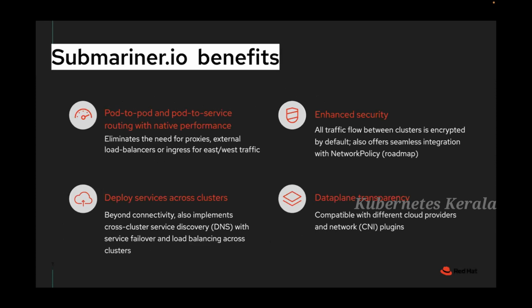Okay. So the benefit Submariner provides is that you have pod to pod and pod to service routing with native performance. So basically you eliminate the need for proxies, external load balancers, and ingress for east-west traffic. When it comes to two clusters, we consider that east-west traffic, right? So for that east-west traffic, you will not require any proxies or external load balancer. Enhanced security, data plane transparency, and deploying services across clusters are benefits too, but the most prominent benefit of Submariner is pod to pod and pod to service routing with native performance without using any proxies or external load balancer.